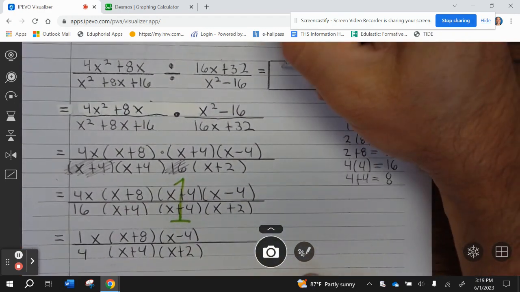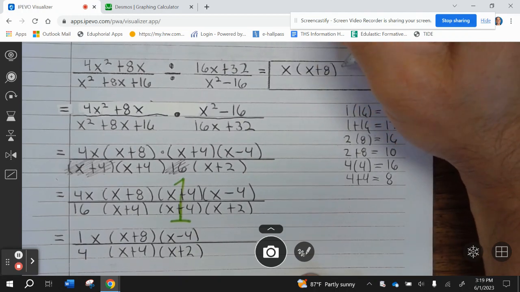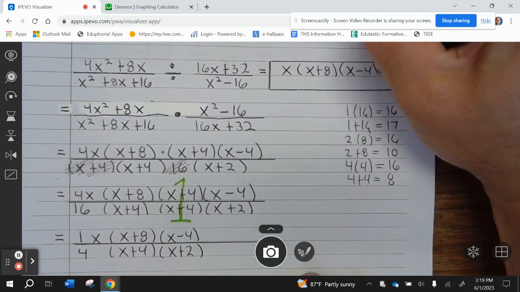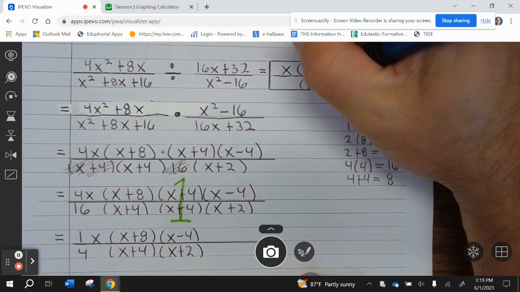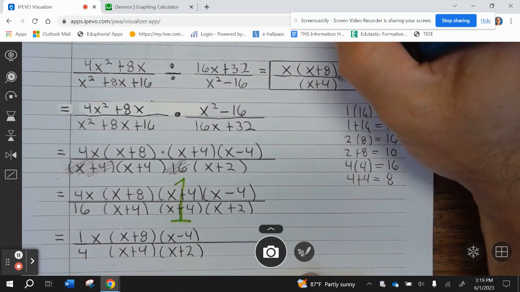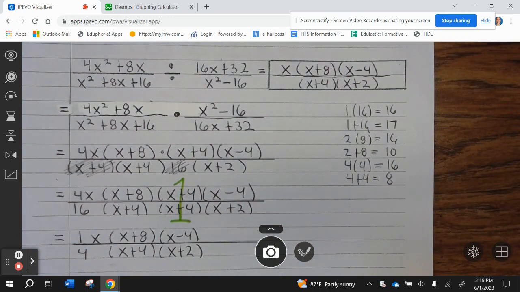Okay, so I can just write that as x times x plus 8, x minus 4, divided by x plus 4, x plus 2. Okay.